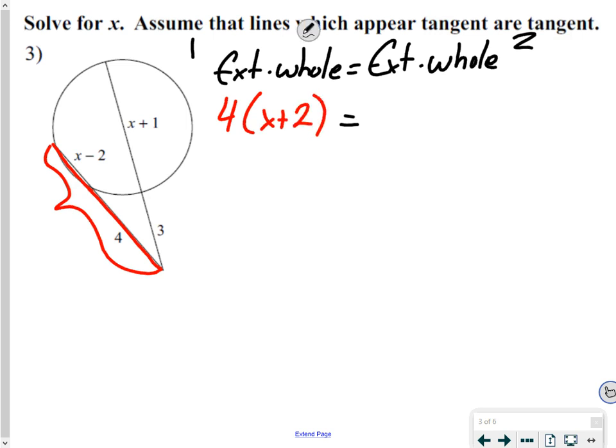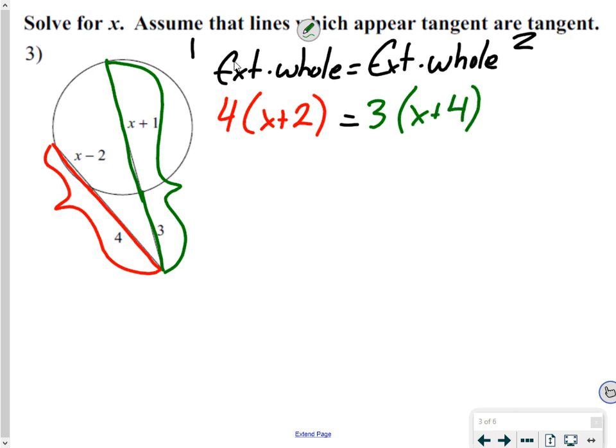Now in the next chord, the exterior part's 3. And then once again, the trickiest part is figuring out what that whole segment length is. So we have to add up these lengths. That whole thing is x plus 1 plus 3. So that's how we get x plus 4, which would be the whole length of that segment.